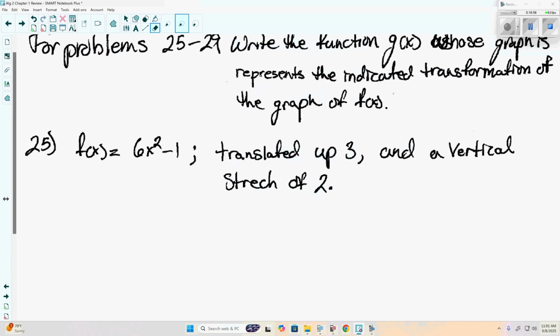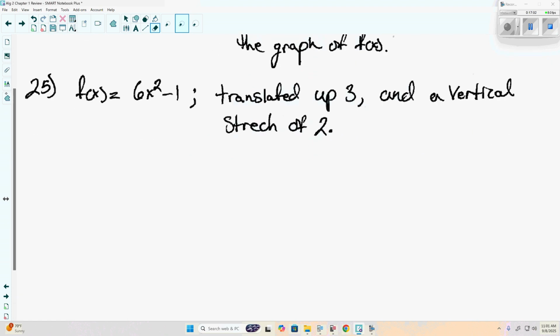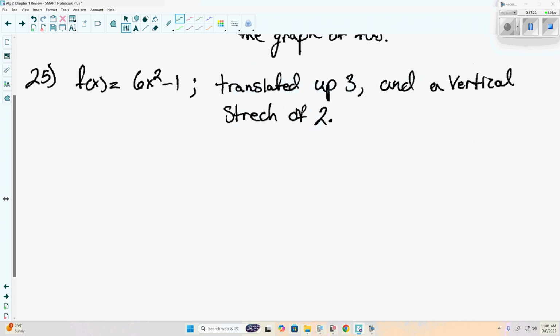25 through 29. We want to perform the following transformations to the function. There will be vertical translations, horizontal. We'll move it up, down, left, right. We will have reflections, and we will have vertical stretch or shrink. I am not putting horizontal on the test. That's also why I did not list it on the whiteboard. But with any of these transformations, take them one at a time in the order that they are listed.